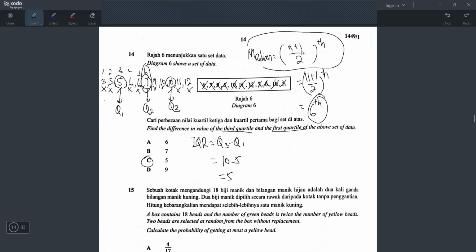You can use this formula also. 5 plus 1 is 6. 6 divided by 2 is 3. It means the third number. Count from left, third number. So 1, 2, 3. You see? The third number. So the first half's middle is 5. Alright? So this is another method.